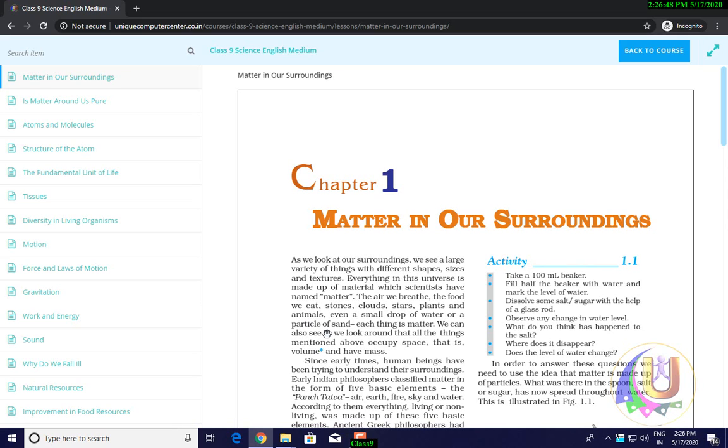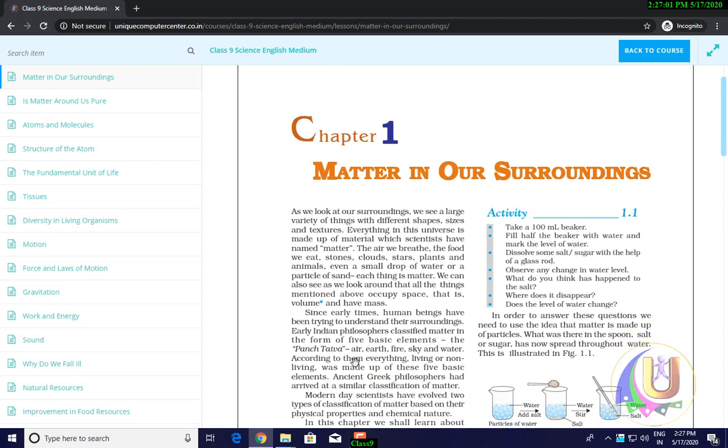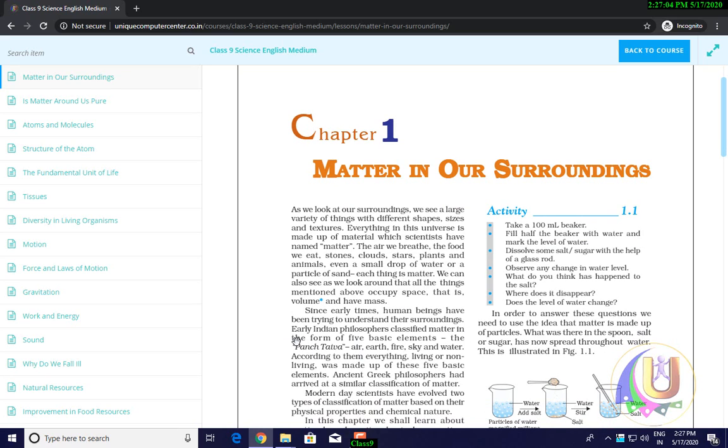Matter is that which occupies space and has volume and mass. In early times human beings also tried to understand what matter is. There are five basic elements in matter: air, earth, fire, sky, and water. Ancient Greek philosophers also discussed what matter is. Modern science classifies matter by physical properties and chemical properties. So we have understood here about matter.